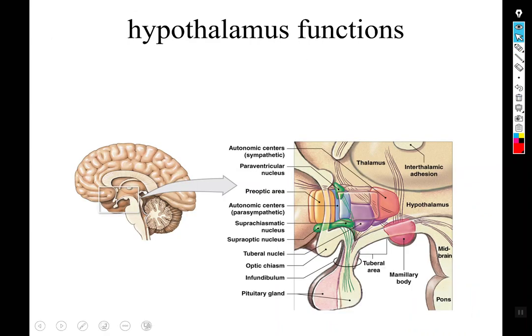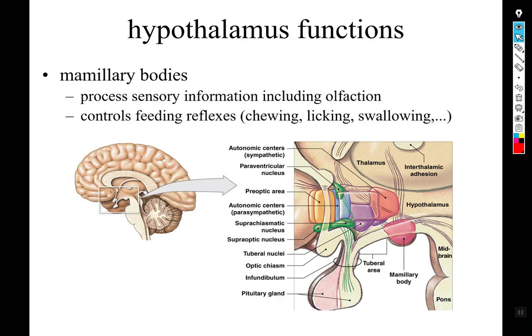All right, more hypothalamus functions. The mammillary bodies, let me direct your attention to those. There they are. These process sensory information, including olfaction, and that controls feeding reflexes.